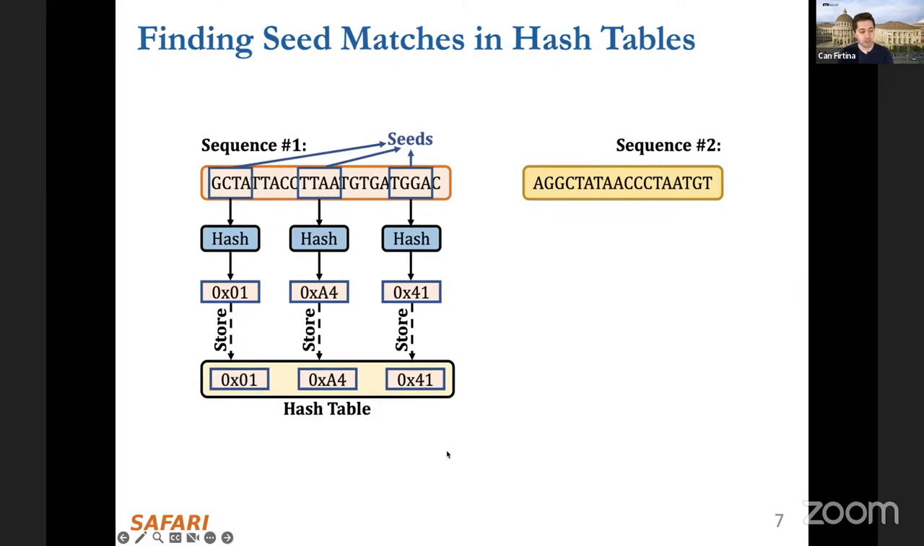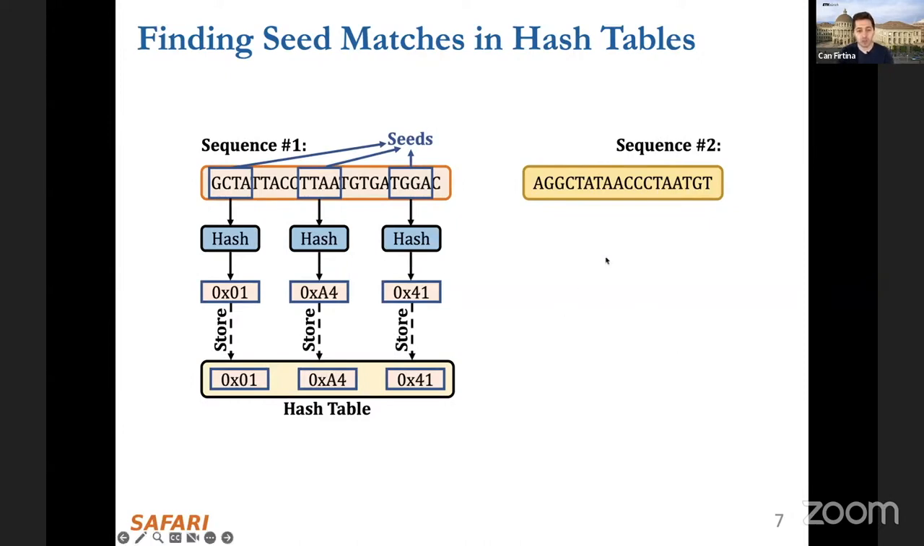Constructing such a hash table is very useful because it enables us to quickly query the hash table to find whether we have a particular k-mer or a seed in that hash table, to identify the matching regions between a pair of sequences. So let's go over that step, to query the hash table.